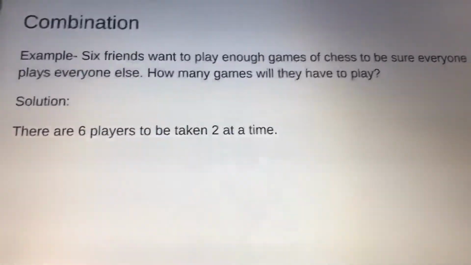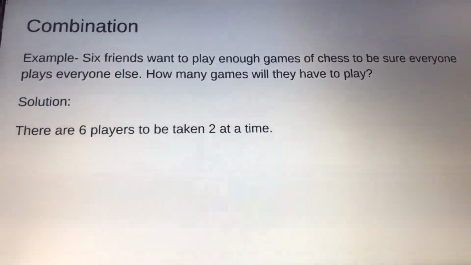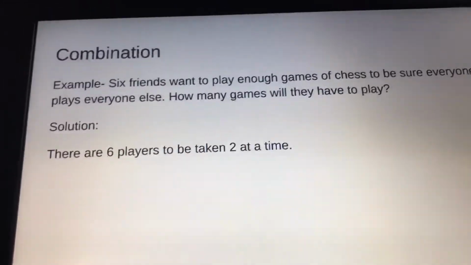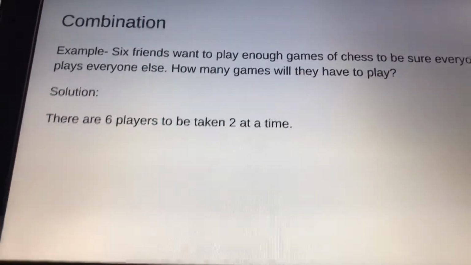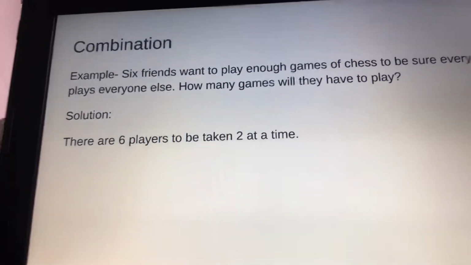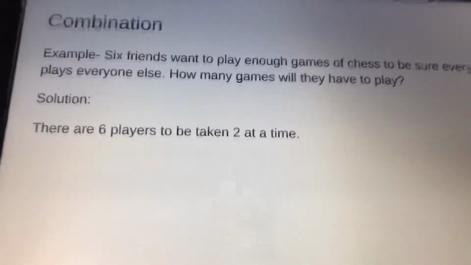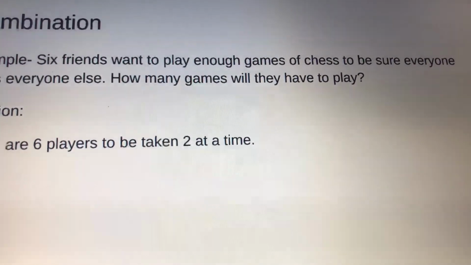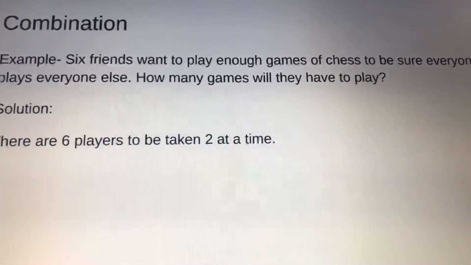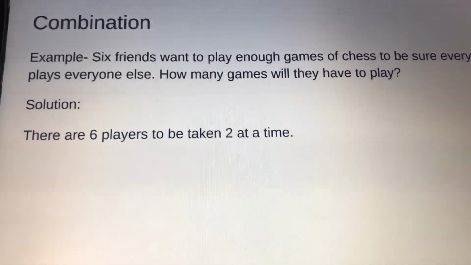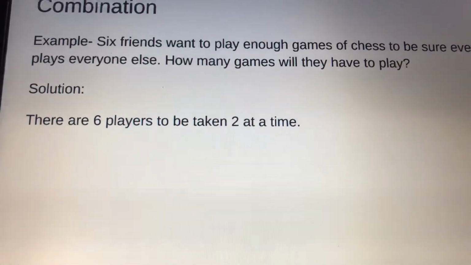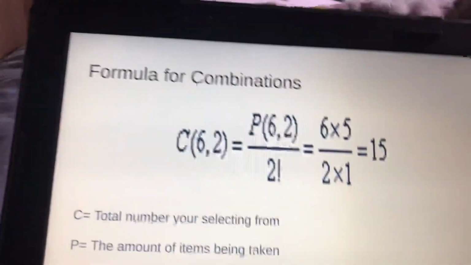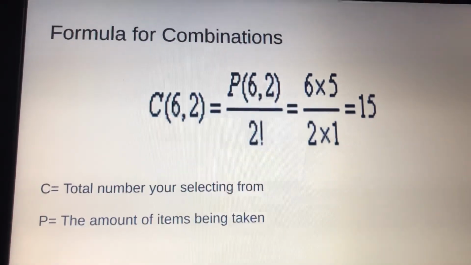So when we're talking about combination, the example: 6 friends want to play enough games of chess to be sure everyone plays everyone else. How many games will they have to play? Solution: 6 players have to be taken 2 at a time. Explaining that, the six friends want to play a game of chess, and they have to do it 2 at a time. That's pretty much it explained. Let me give you a little bit of time to look over these.